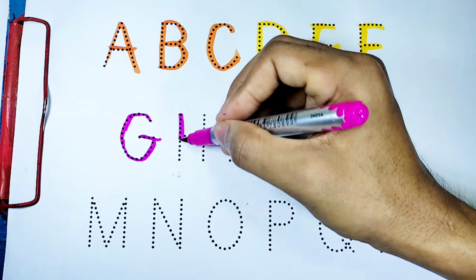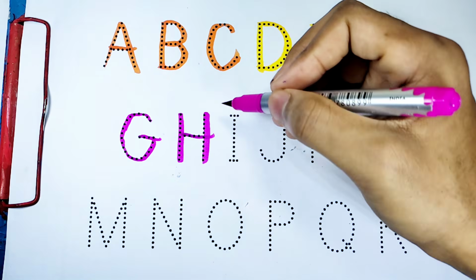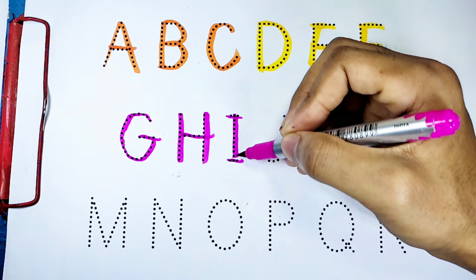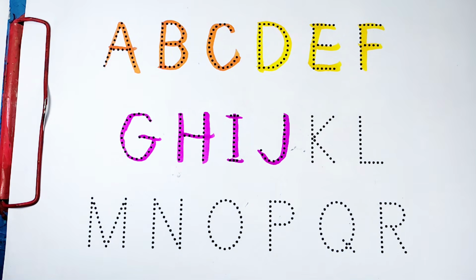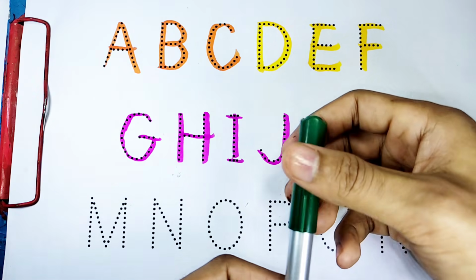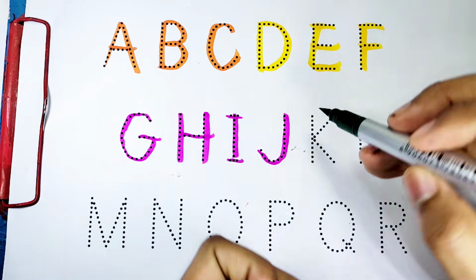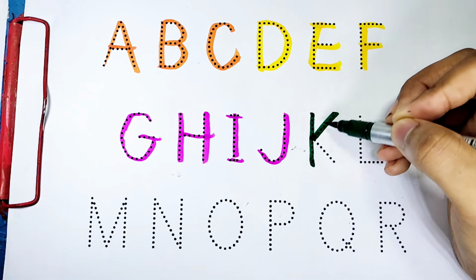The next one is H. I. Now we are writing I. I for ice, I for ice cream. J for joker. Now we are opening the dark green color. Stay with us. K. K for kite.